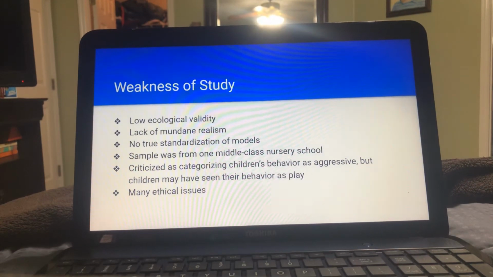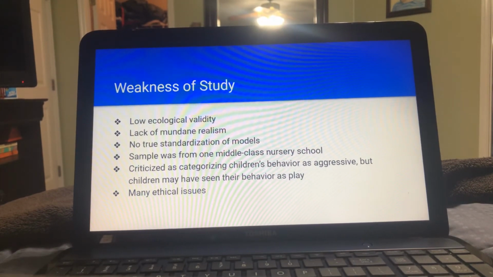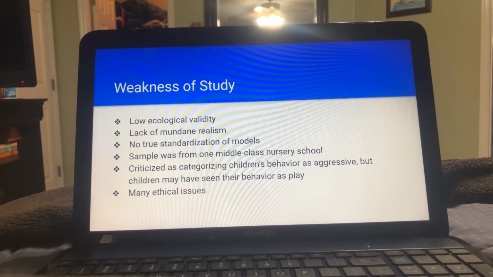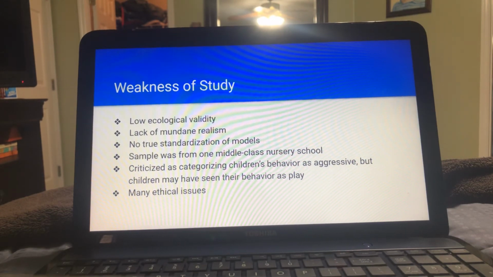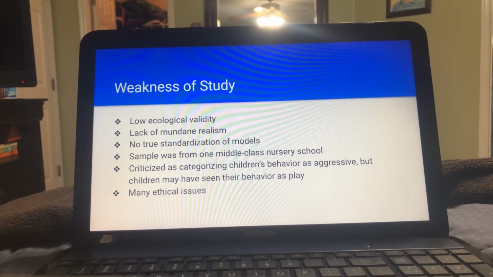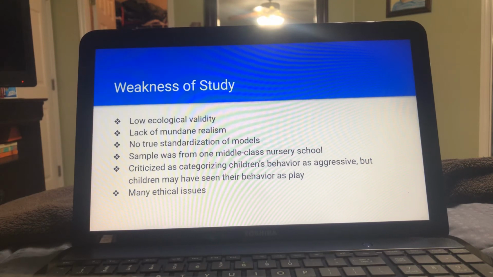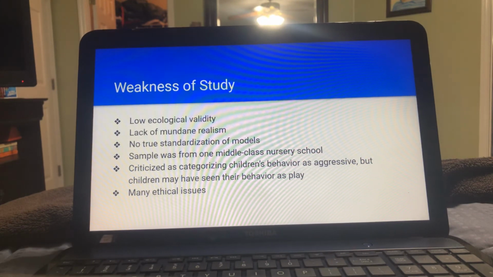Weaknesses of the study. There was low ecological validity, lack of mundane realism. There was no true standardization of the models. The sample was from one middle-class nursery school, so it was too small to be generalized to other populations. It is criticized as categorizing children's behavior as aggressive, but the children may have seen their behavior as play, and there are many ethical issues which will be discussed in a later slide.